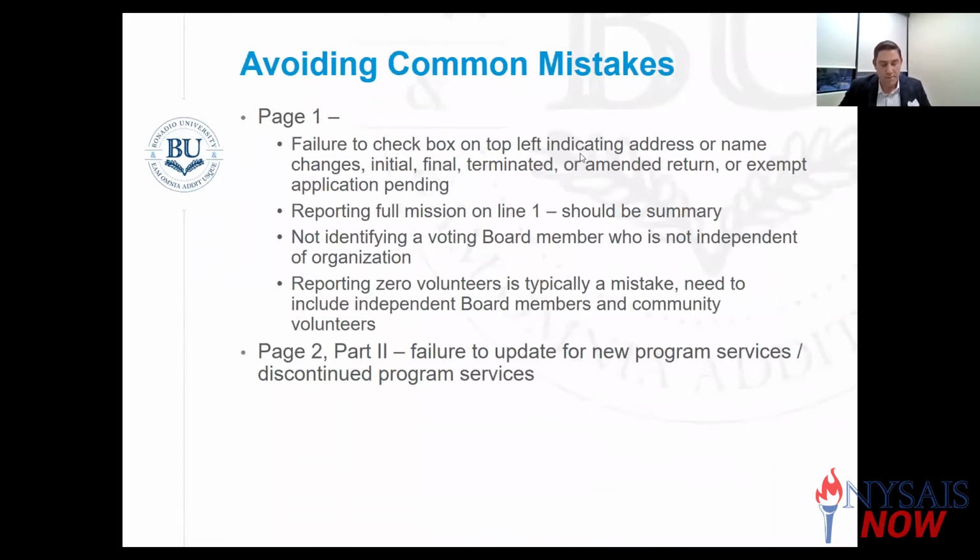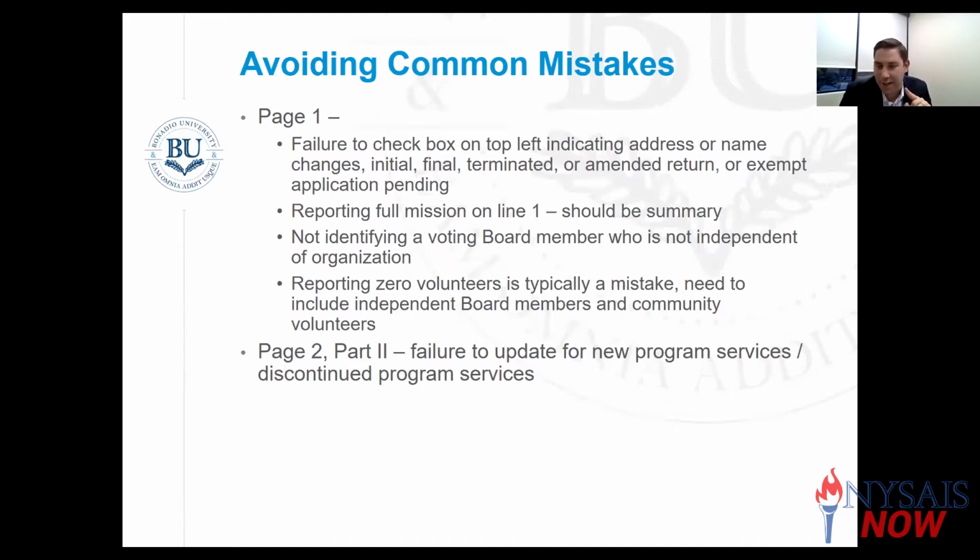So, now that we know all about those schedules, here are the common mistakes that we typically see. I'll go through these fairly briefly because we talked a lot about them. Page one: failure to check the box on the top left, which indicates if this is your initial return, which is the first 990 you would ever file, or a final return, terminated, meaning you're liquidated. Most of you probably aren't in that position now. But reporting on the full mission of your organization should be on line one, which continues over to page two, as we discussed.